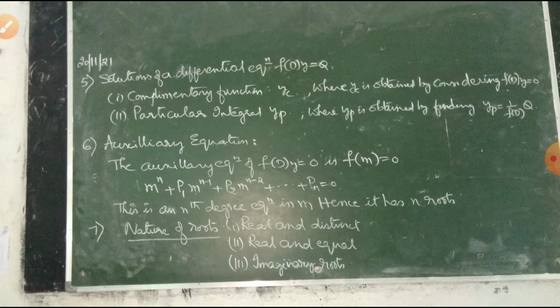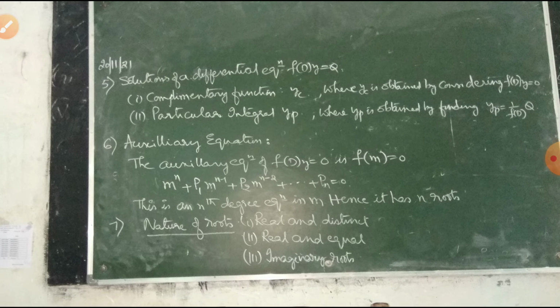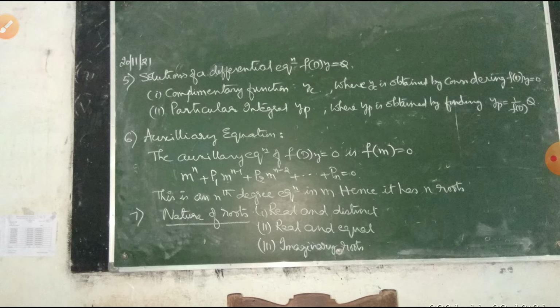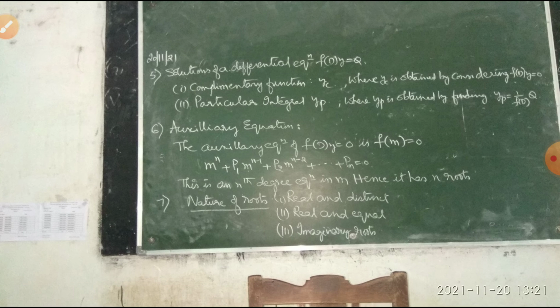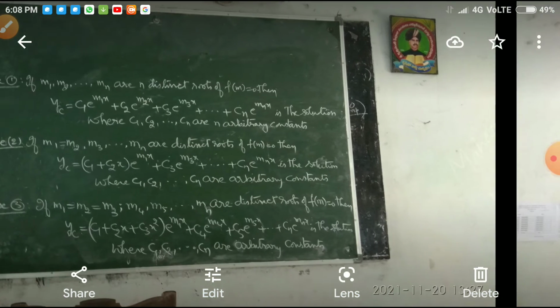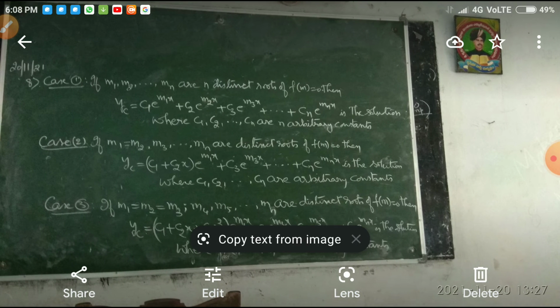And everybody knows, we have learnt about the nature of the roots. The nature of the roots will be of three types. It can be real and distinct, real and equal, and imaginary roots. So what are they? Real and distinct, real and equal, and imaginary roots. Okay. Next, suppose case 1.